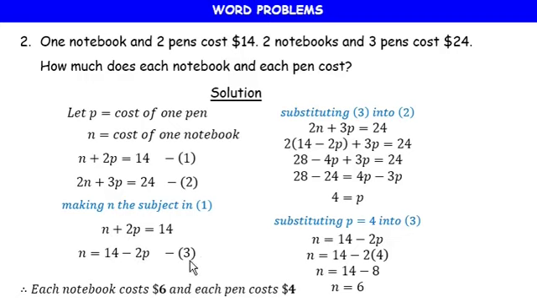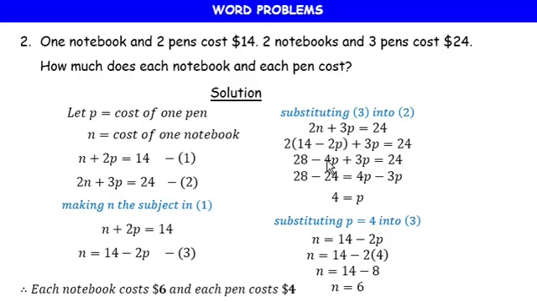We label this as equation 3, and then we substitute equation 3 into equation 2. So wherever we see n, we are going to replace it with 14 minus 2p. Our equation 2 is 2n plus 3p is equal to 24. So we replace this n by 14 minus 2p, and we have 2 into brackets 14 minus 2p plus 3p is equal to 24. So 2 times 14 gives us 28, 2 times negative 2p gives us negative 4p, then plus 3p is equal to 24.